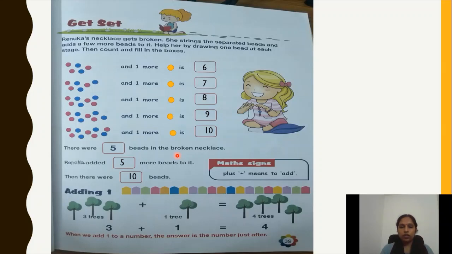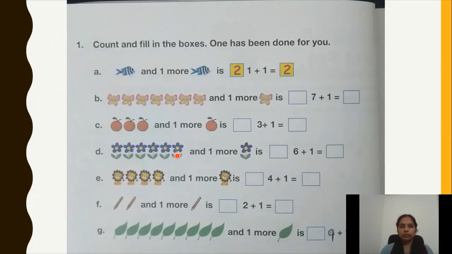Okay, go to the next page, page number 40. Turn the next page. Read the question with me. Put your finger here. Count. Can you repeat the question? Count and fill in the boxes. One has been done for you. So what do we have to do? We have to count and fill in the boxes. The first question is done.